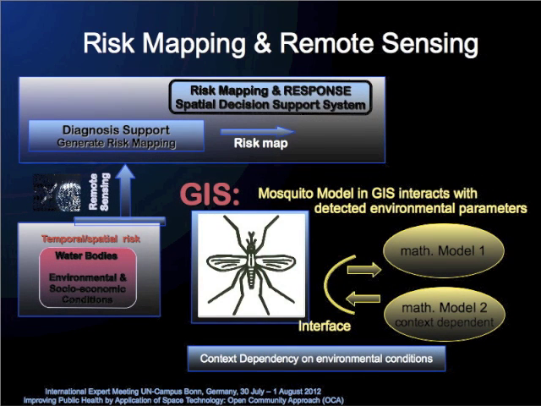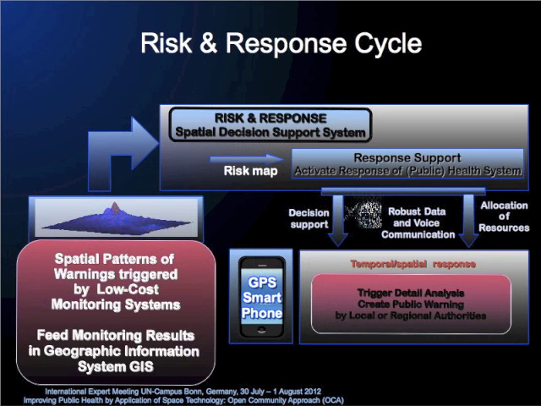We talked about open source geographic information systems. The remote sensing data are stored in a geographic information system. The mosquito models, for example, operate on the environmental data and will be used for context-dependent access to environmental conditions and predictions for the mosquito development cycle. Furthermore, at this conference, low-cost monitoring systems are discussed for detecting spatial patterns of public health risks, for example, chronic kidney diseases. And these monitoring results are fed into the geographic information system.